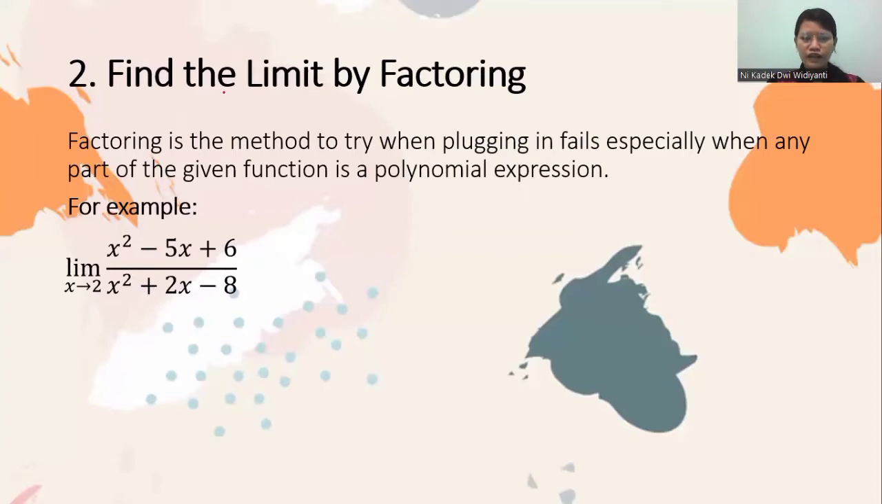The second method is to find the limit by factoring. Factoring is the method to try when plugging in fails, especially when any part of the given function is a polynomial expression. When we use the second method, we could also try the first method on this question, but we will see that plugging in fails.